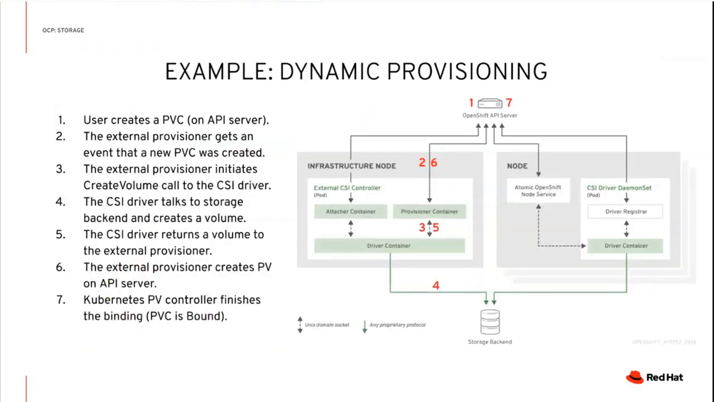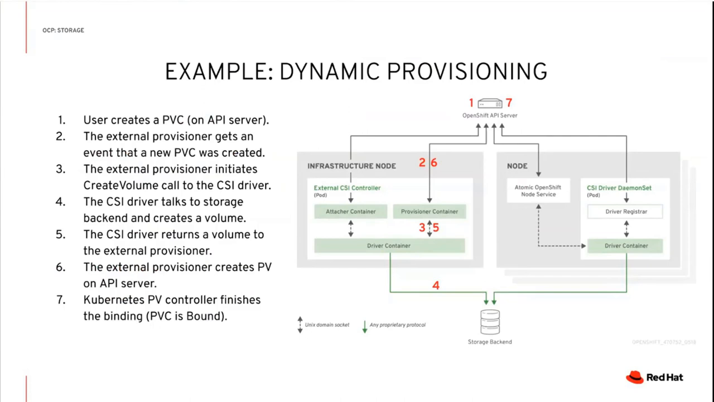Let's have a look at some dynamic provisioning with the CSI driver itself. This diagram is pretty self-explanatory, but let me go through it anyway just to give you an illustration. You've got your CSI driver written, you've installed it, everything's good to go. What actually happens behind the scenes? Your user will create a PVC, or persistent volume claim, on the API server. A thing called the external provisioner will get an event that this PVC has been created. And then the external provisioner initiates a create volume call into the CSI driver itself.